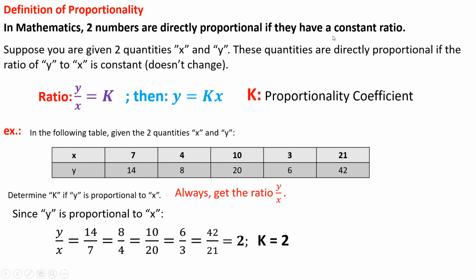Here I have a typing mistake. Here we should have 20 because it's y over x, so it should be 20 over 10. 20 over 10 is always 2. 6 over 3 is also 2. 42 over 21 is 2. So the proportionality coefficient is how much? It's 2. Why? Because y and x are proportional. That's why we have the same proportionality coefficient, which is k and which is 2.